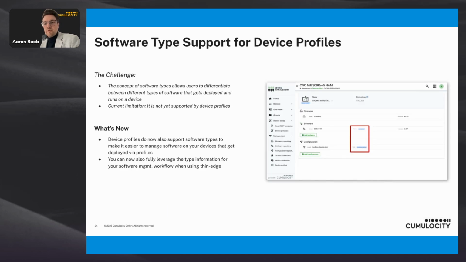The next topic I would like to cover is the software type support for device profiles. The software type in general is a concept we introduced quite some time ago, but until now it was restricted to the software repository. The idea was to introduce these types to differentiate between different kinds of software, so that when you upload it, you can more easily identify what kind of software you have in your repository. You now can also leverage this in the device profiles.